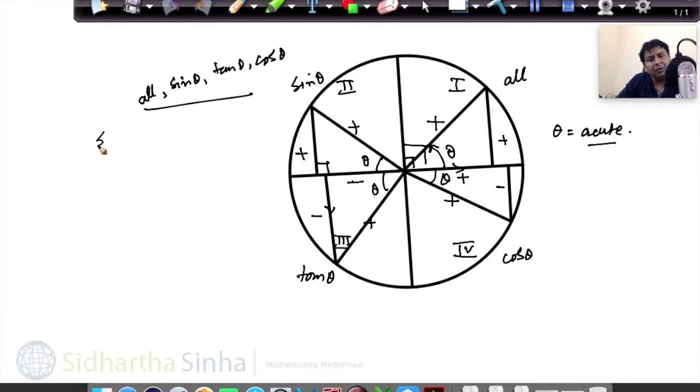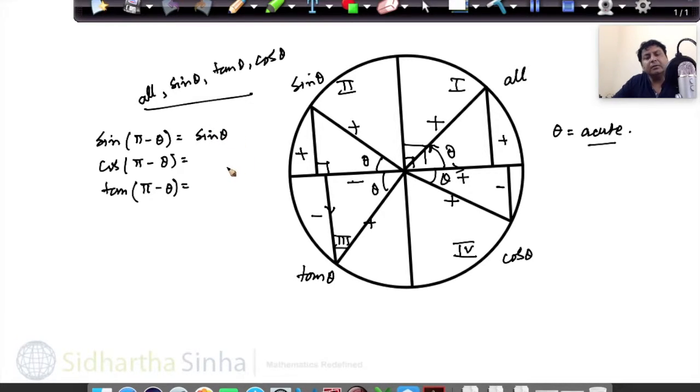I'll write down a few. If I write sine pi minus theta, cos pi minus theta. You know pi is 180 degrees. You can write 180 also, but it's preferable that you write pi or radians all the time. What is sine pi minus theta? We are in the second quadrant where sine is positive, so keep it positive and write sine theta. Whenever you have pi, you are on the x-axis, and your angle is getting constructed with the x-axis.